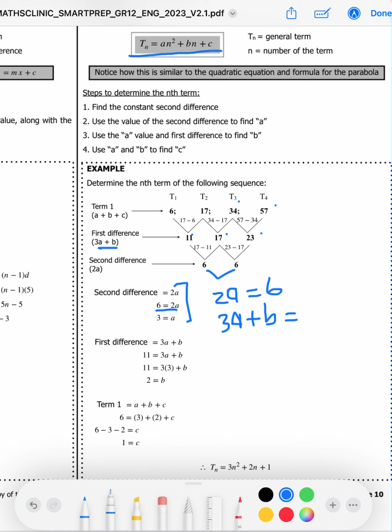After finding a, b, and c, you then plug them back into that equation, and then you have the general term of the quadratic equation, and that's it. All you do is do the differences, and then you say 2a is equal to the second difference, 3a plus b is equal to the first difference, the very first one, and then a plus b plus c is equal to 6, which is the first term.